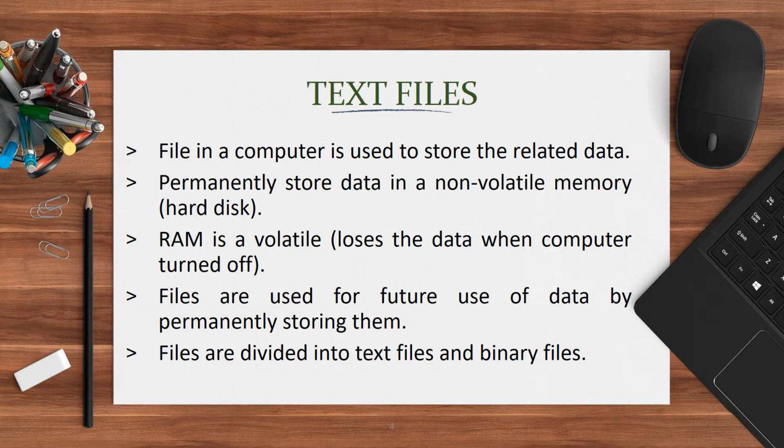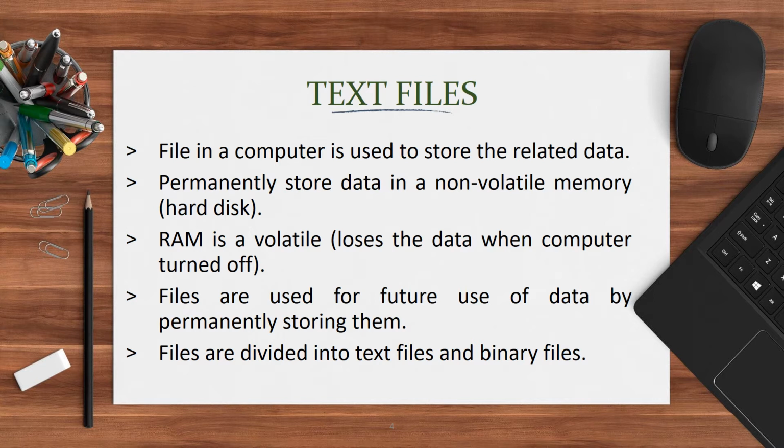So, a text file in a computer is used to store related information or data. It holds a specific name for itself in the computer. Files are used to store data permanently, that is, in non-volatile memory on the hard disk. The RAM is a volatile memory, which means it loses the data when the computer is turned off. Files are used for future use of data by storing it permanently.